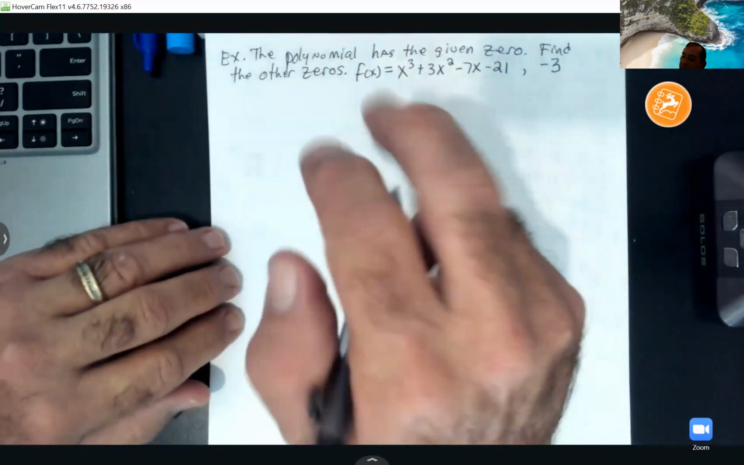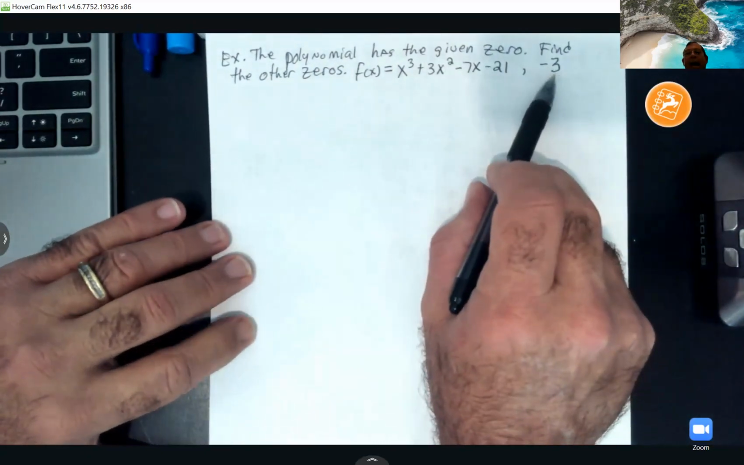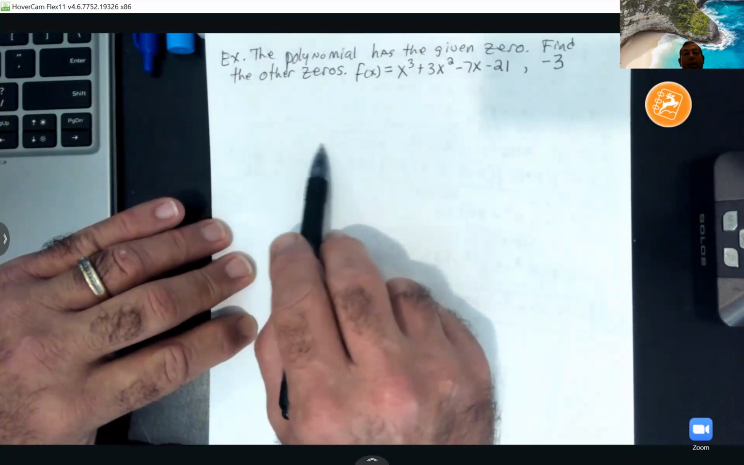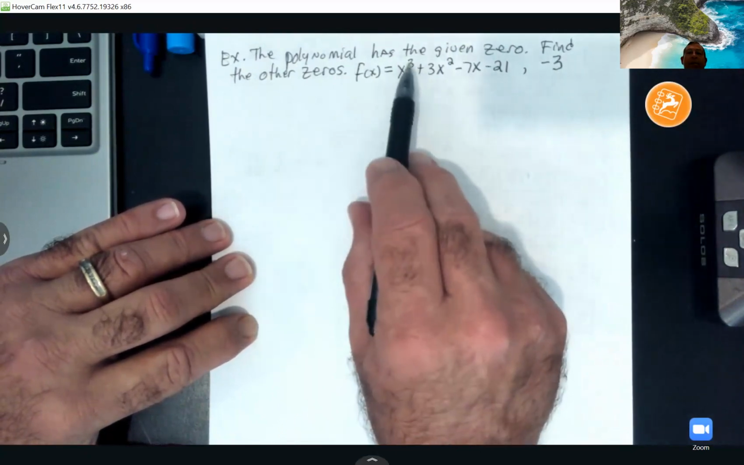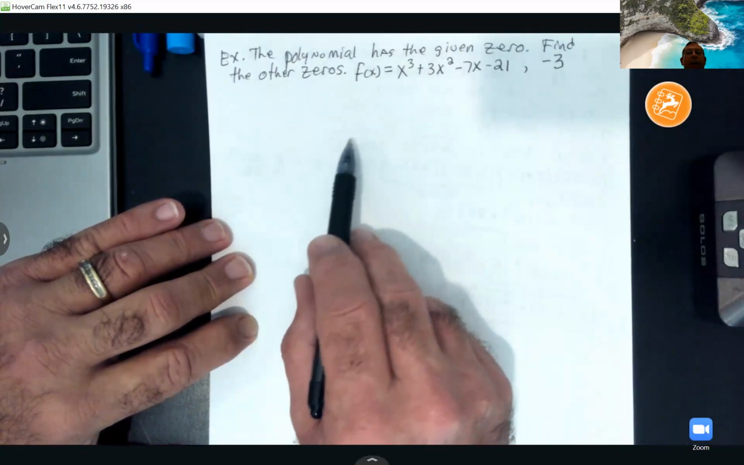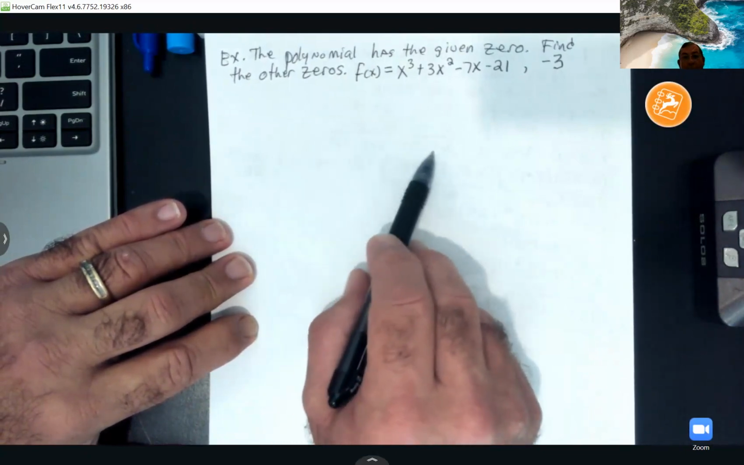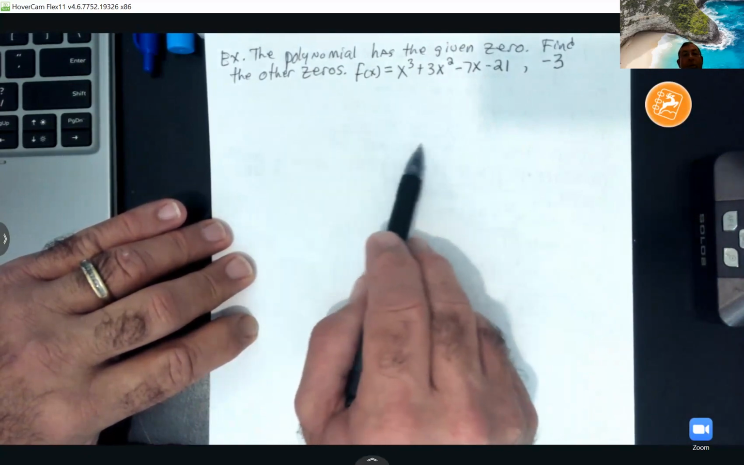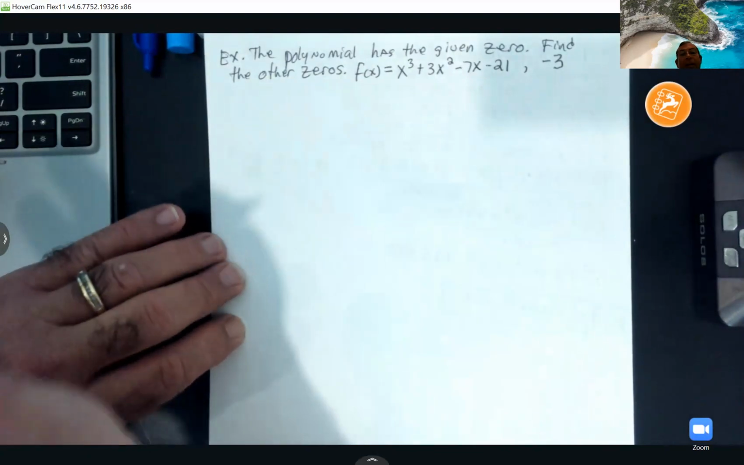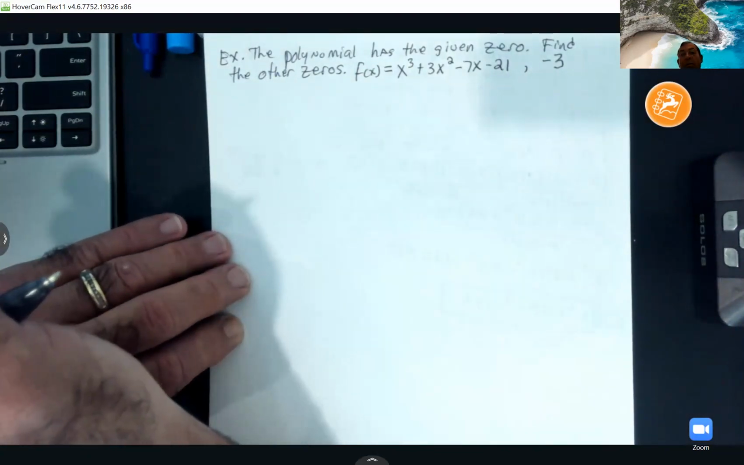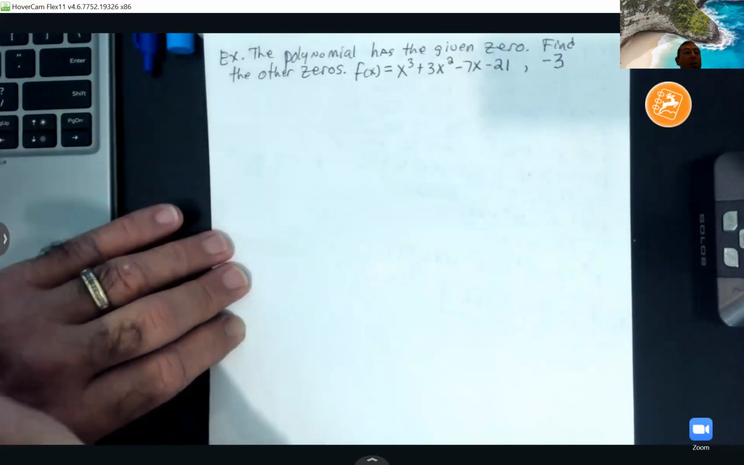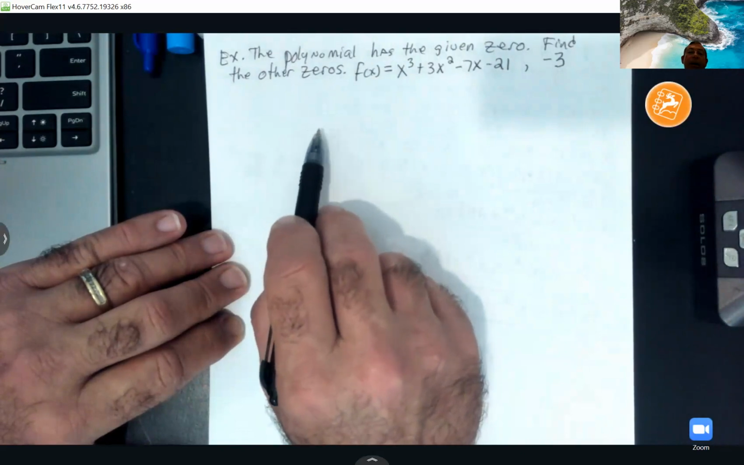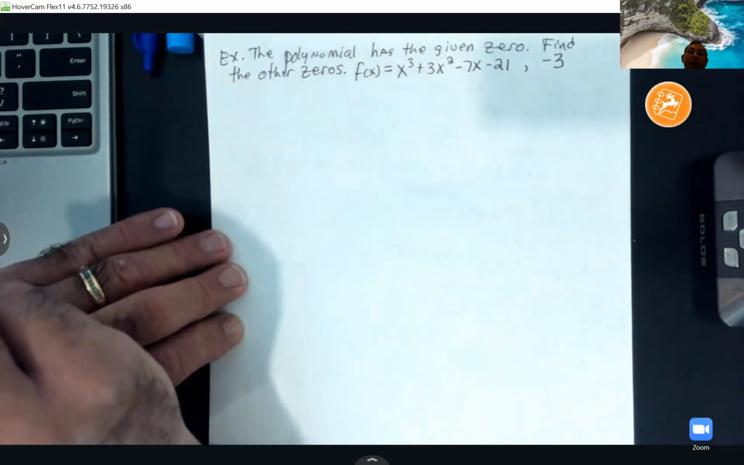So here's the thing. We're going to divide this zero out by using synthetic division, and then we're going to look at the quotient that's left. Remember, if I start out with an x to the third, the quotient I get will be an x squared, because it goes down by 1 degree every time. And since I'm at an x squared, I will get the last 2 zeros by doing the quadratic formula or square root or something like that.